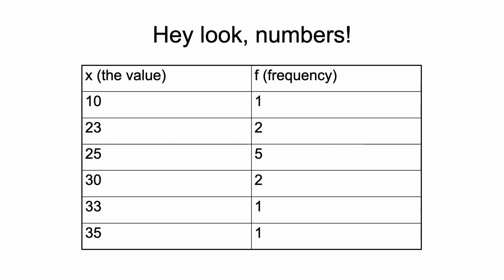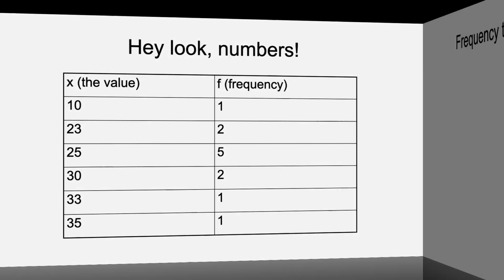see 10, 23, 23, 25, 25, 25, 25, 25, 30, 33, 35. 30. I missed one of the 30s. We don't see that. We actually see, this is just a summary. It'll help us. So that's one thing to start with.